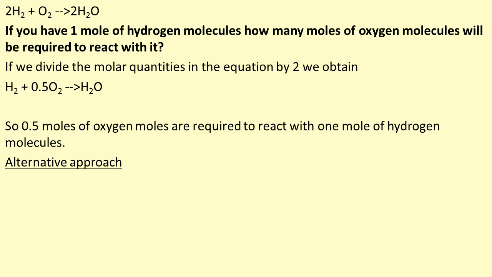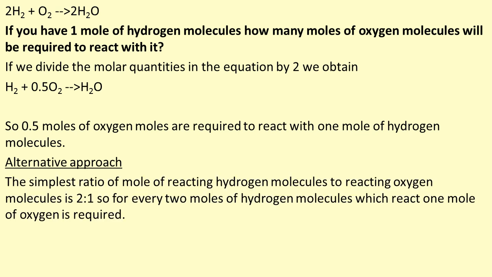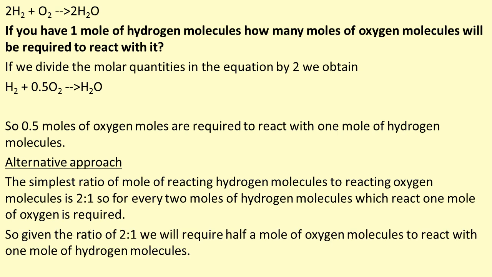Or we could consider the ratio between hydrogen and oxygen molecules. The simplest ratio of moles of reacting hydrogen molecules to reacting oxygen molecules is 2 to 1. So for every 2 moles of hydrogen molecules which react, 1 mole of oxygen is required. So given the ratio of 2 to 1, we will require half a mole of oxygen molecules to react with 1 mole of hydrogen molecules.